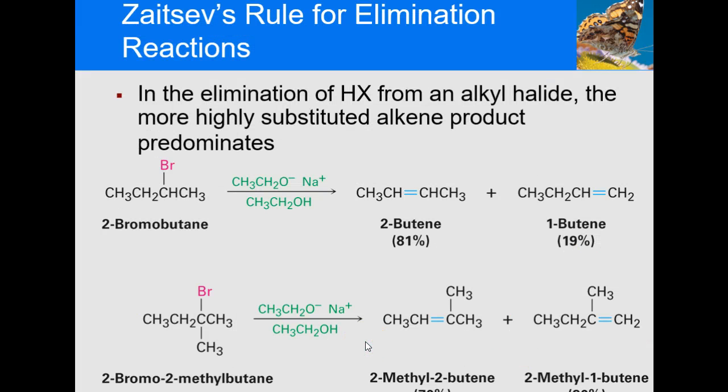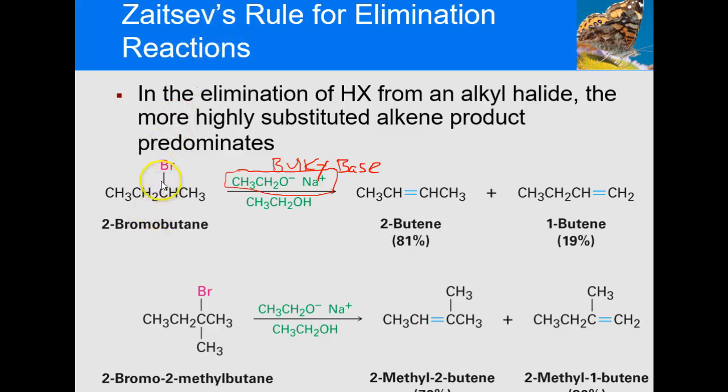Now, one thing that your book doesn't do, which I will talk about in class, is the base. This is the base. Okay, now you need a bulky base for this. The larger the base, the more elimination product you're going to get. They don't really have a bulky base, but I'll talk more about this in class and on the videos. This slide though talks about what's called Zaitsev's rule. Okay, Zaitsev's rule of elimination.